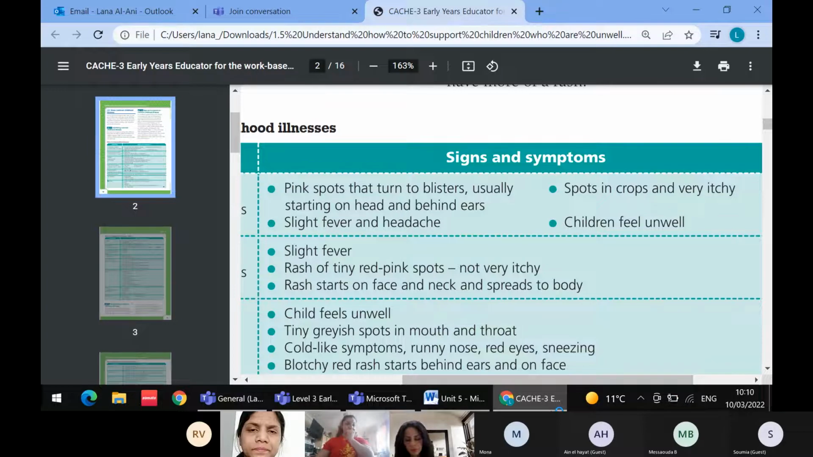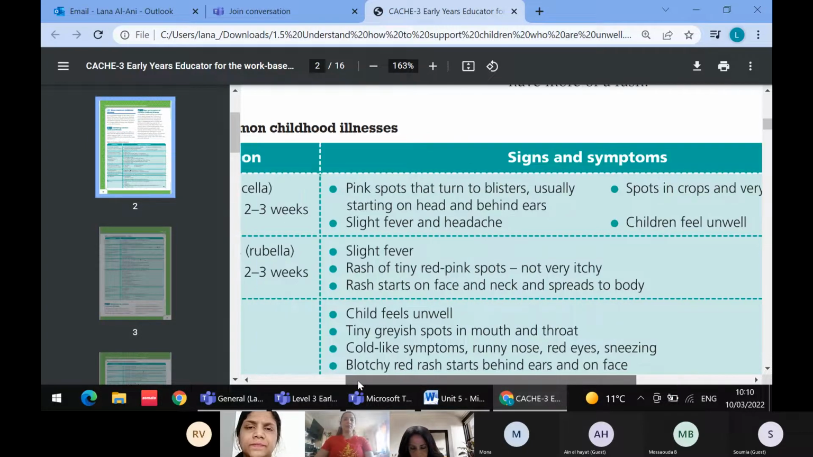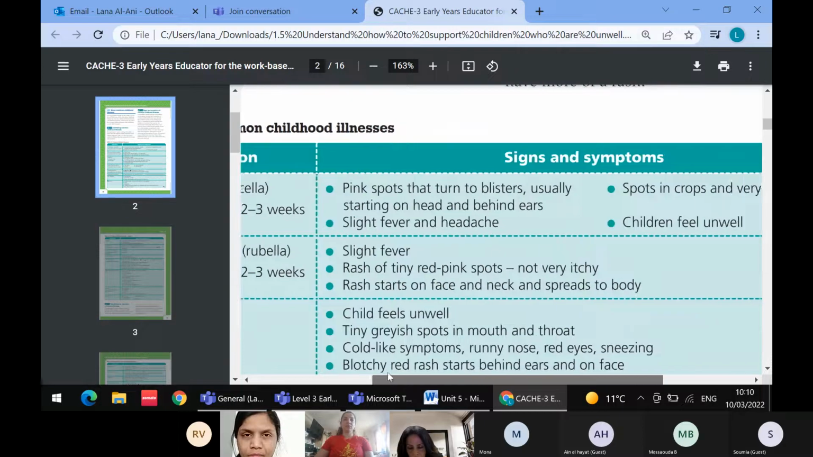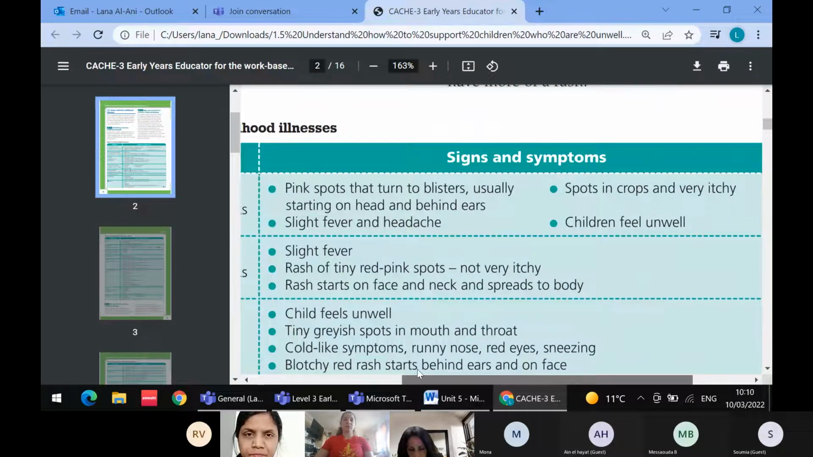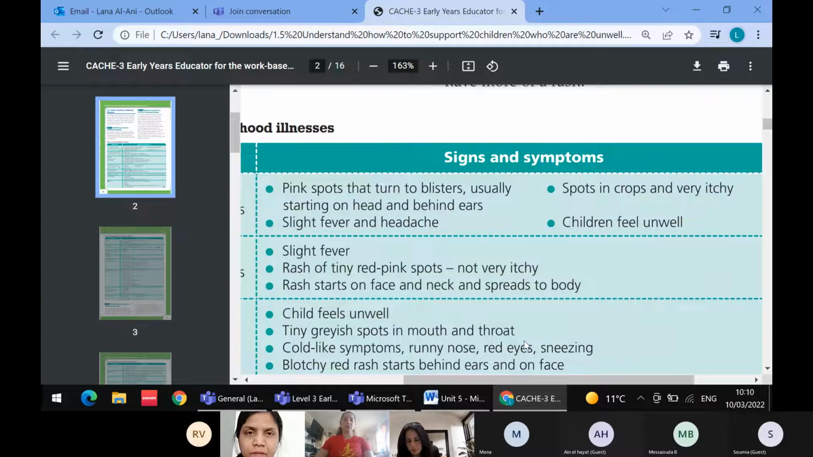Okay, so for the first illness, which is chickenpox, what are the common symptoms and signs for this illness? Some spots are going to appear on the skin. Excellent, very good. So we have pink spots that turn into blisters later on, slight fever. Also, the children will feel unwell. They have spots, very itchy spots.